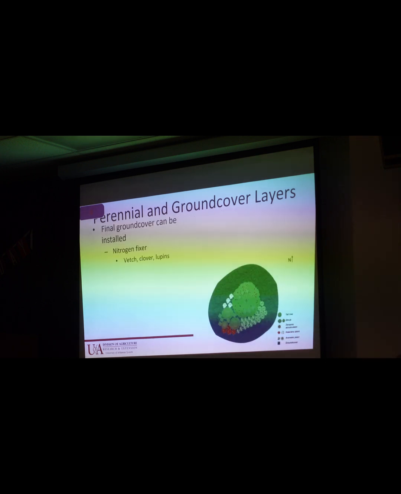The final ground cover can be installed. Nitrogen fixer: you can do veg, clover, or lupins, or you can do fruit production like strawberries. These layers are the most versatile and experimental because mostly they're annuals. So if you want to try something crazy, you can do it here.